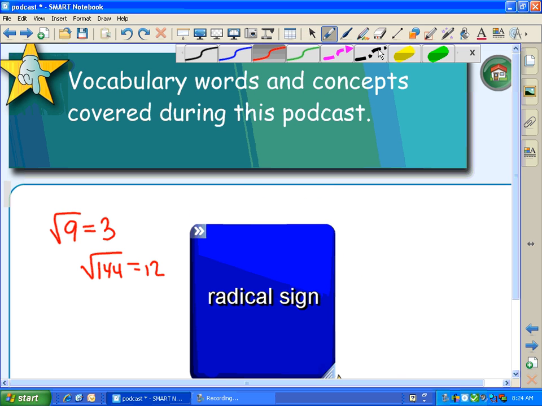Radical sign. In math, another term for the square root is the radical sign.